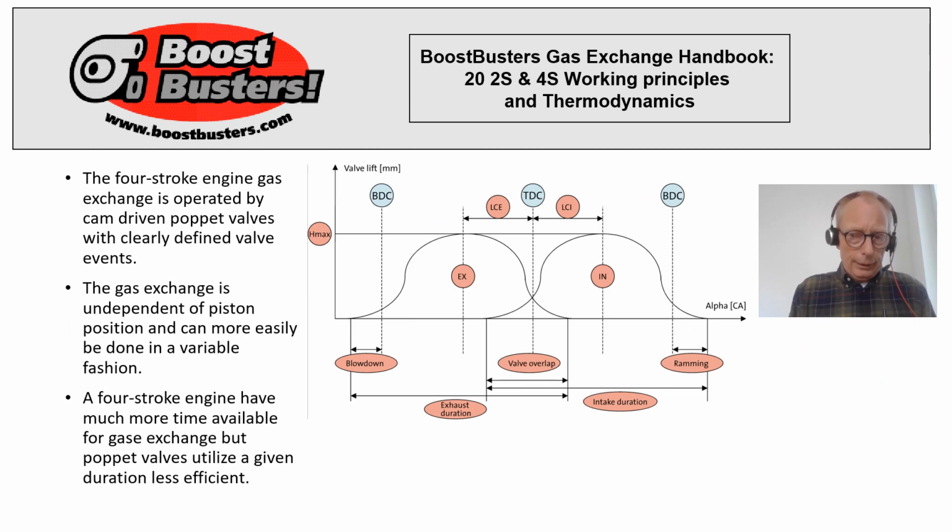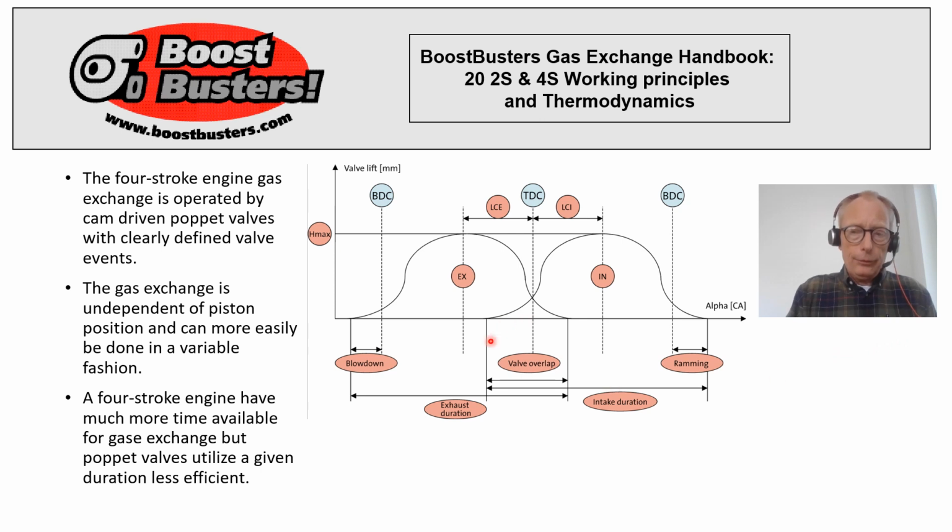For the 4-stroke engine, I would say most of the time, the gas exchange is controlled by valves, poppet valves moving up and down. And the poppet valves are operated by cams. The cam and the valves during the low pressure cycle do something like this. We have a valve lift, and we have a crank rotation alpha.